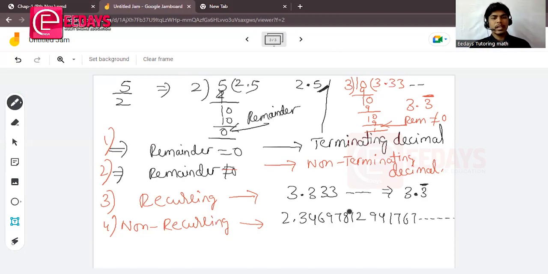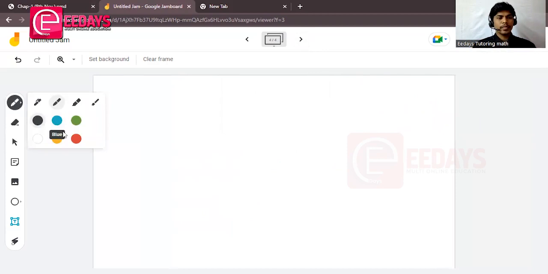Non-terminating is nothing but the remainder is not equal to 0. You are getting new numbers till infinity. I hope everyone understood all the differences. These 4 words are important. Now, when it comes to the decimal, I will just write it here.